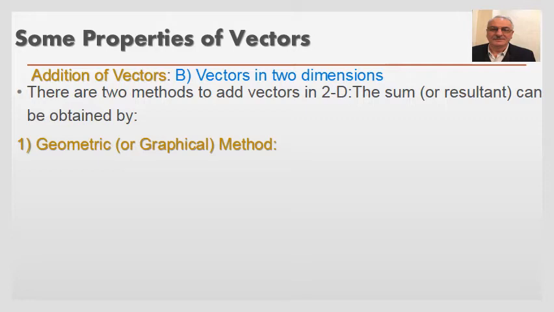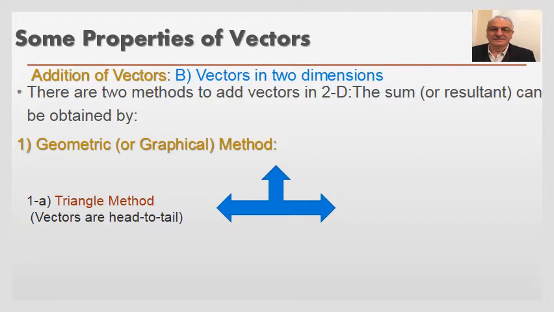The geometric method can be classified into 2 methods. The first is called the triangle method. This method is applied when the added vectors meet head to tail or tail to head.